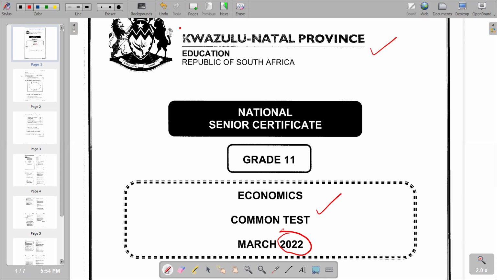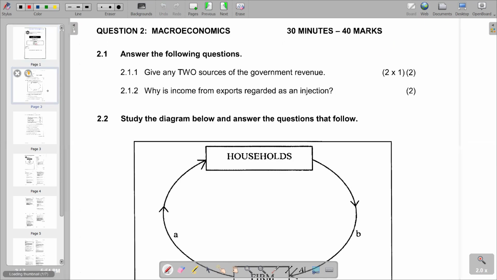So going back to our question, we are going to start on our question 2. So our question 2 will obviously be on section B of our question paper. And you see that the question has got 40 marks and it requires you to spend on average 30 minutes on this question. So on the first part of the question, answer the following questions. 2.1.1, give two sources of the government revenue.